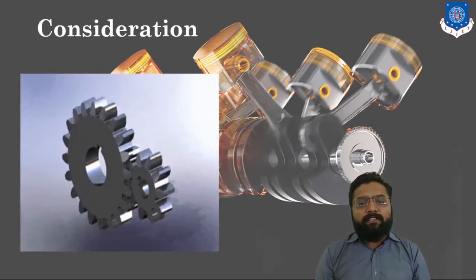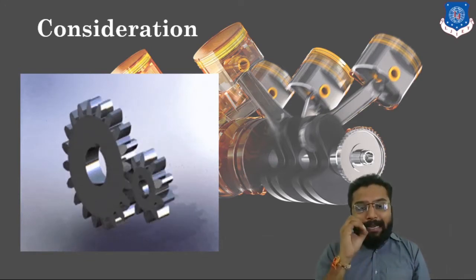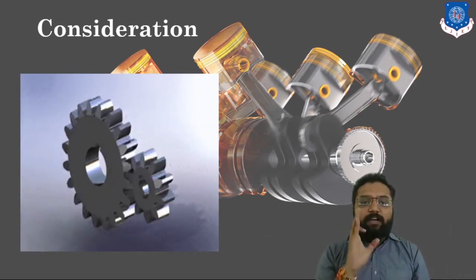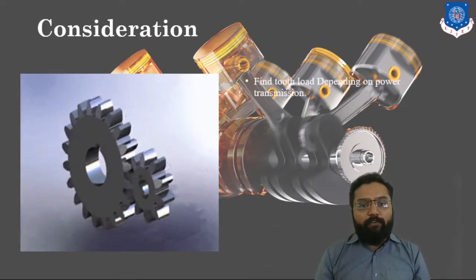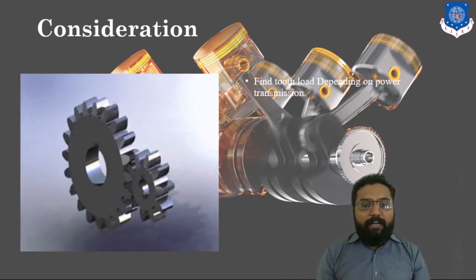We're going to discuss step by step design considerations to develop our gear so that it has a sufficient amount of strength to withstand any type of power transmission or torque transmission. So first, we have to find the tooth load depending on the power which is generated or transmitted by our gears. So our first criterion is to find the load acting on our gear. First is to determine what amount of load, depending on our input criteria.